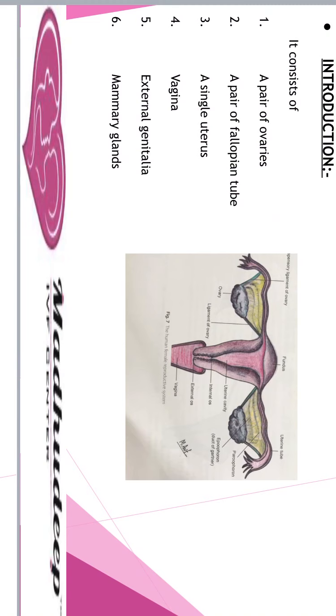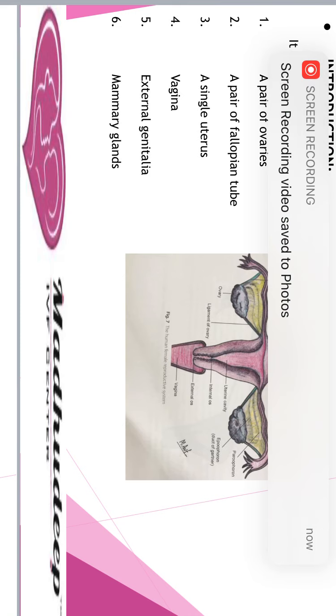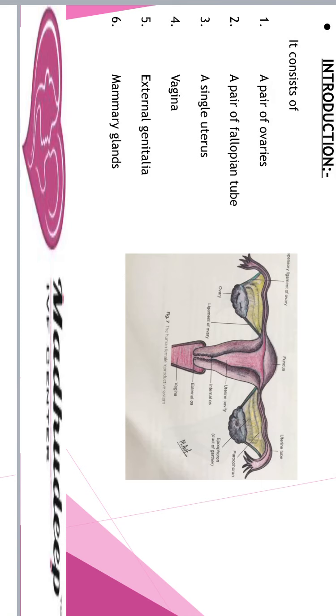The internal genital organs consist of a pair of ovaries, a pair of fallopian tubes, a single uterus, vagina, external genitalia and the mammary glands. The main internal organs include all these things along with the mammary glands.